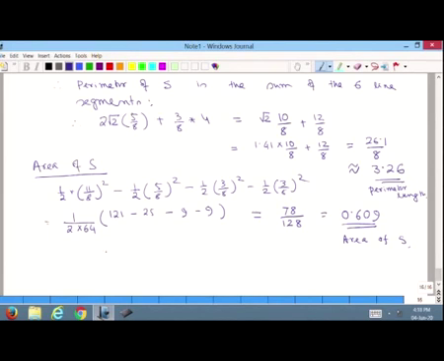So, the answer is: perimeter is equal to 3.26, area is equal to 0.609.